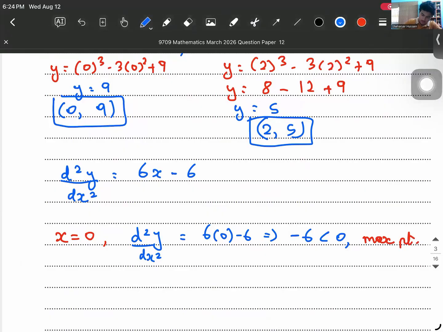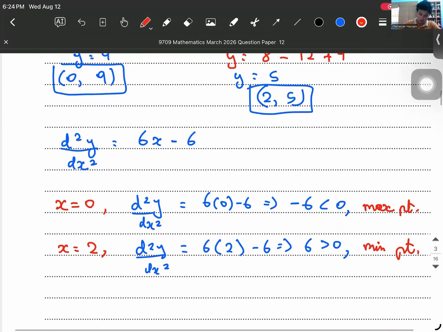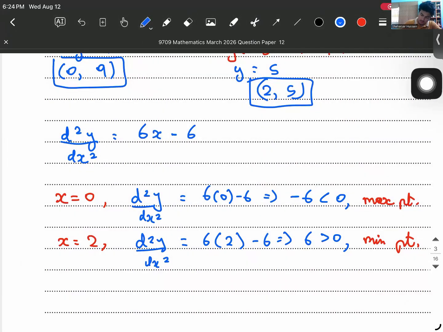Similarly, we have x equals 2. Upon solving, d squared y by dx squared equals 6 into 2 minus 6. So this turns out to be a positive 6. Since this is greater than 0, this is a minimum point. And let me just tell you the coordinates: this nature was for (0, 9), and this was for (2, 5).